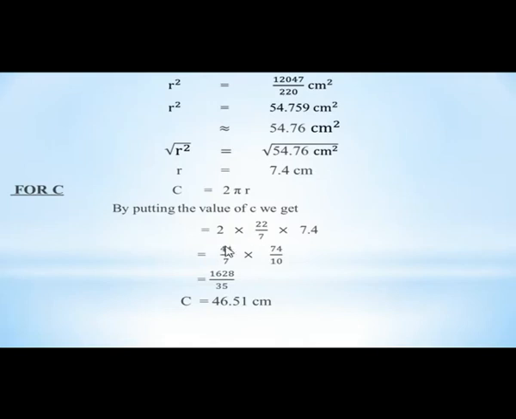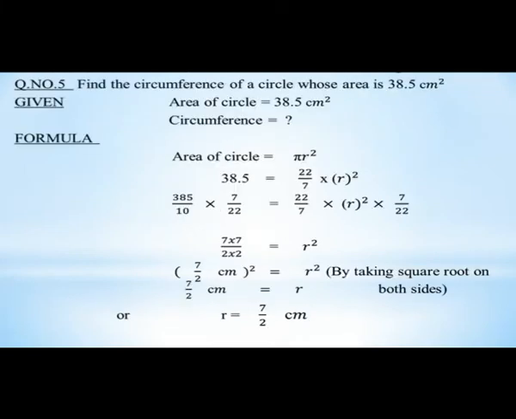Now multiply these two, it becomes 44 over 7. Multiplying these two and cancelling, we got this. And after dividing it, I got 46.51.